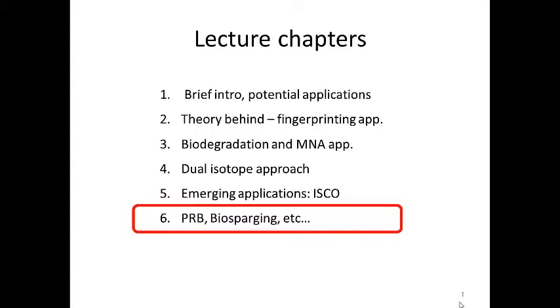Welcome everybody again. This is the sixth and the last part of the isotopic application lecture. Together we will see one of the other emerging applications, like permeable reactive barrier or biosparging efficacy evaluation. Again, as I told you in the previous lectures, we will be applying the same concept that we've been applying until now.